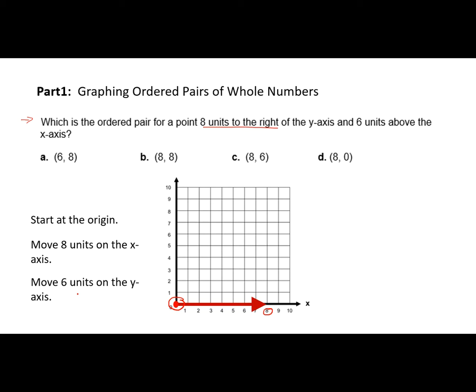We're going to move 6 units on the y-axis. So again, there's 1, 2, 3, 4, 5, and 6. There's our ordered pair. So we can see that we first traveled 8 on the x-axis. Well, it can't be this one. 8 on the x-axis, it's possible that it can be B. Then on the y-axis, we travel 6. Well, this says 8 on the y-axis. It can't be this one. It says 6. C is our correct answer.